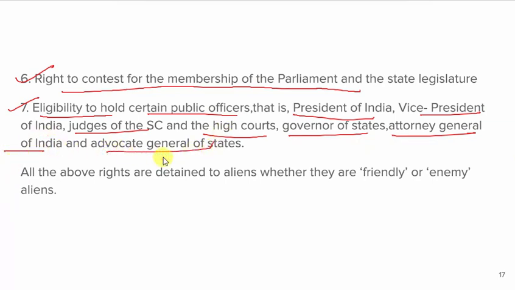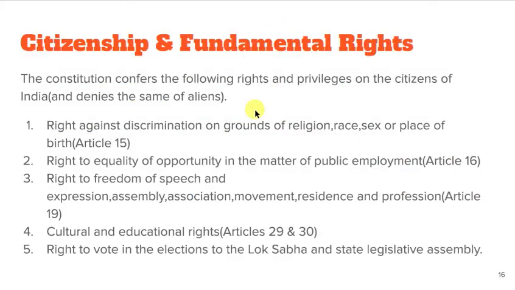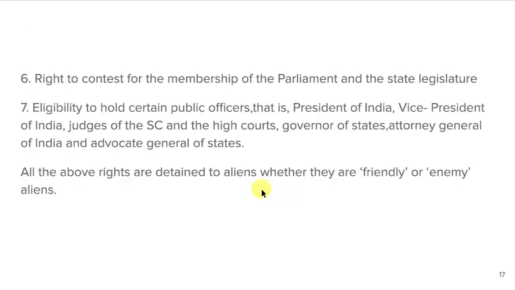So these are certain public office positions where we hold the eligibility, but friendly and enemy aliens cannot get the privilege. So these are the seven rights that were enjoyed by Indian citizens when compared to friendly or enemy aliens. If you can see again, Article 15, Article 16, Article 19, Article 29 and 30, and Parliament and legislative membership, public offices. These are the things enjoyed by us rather than enemy aliens.